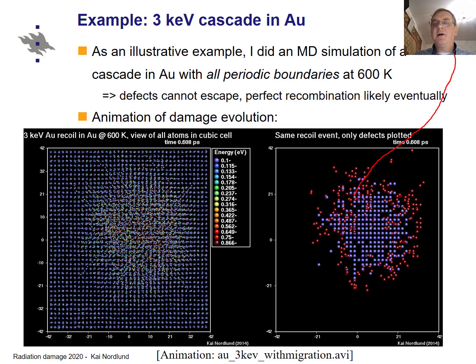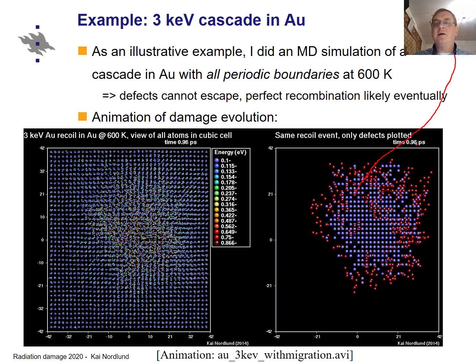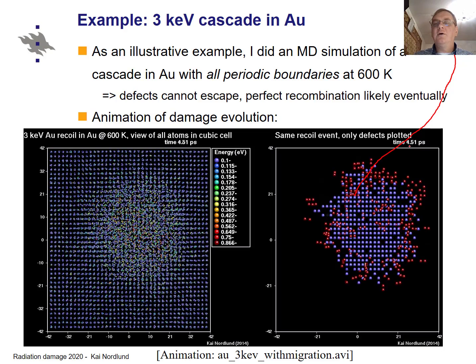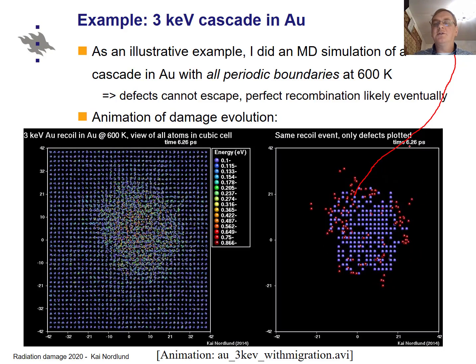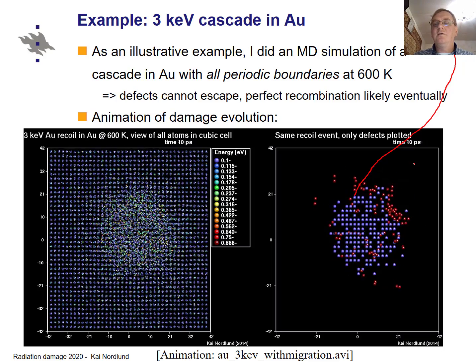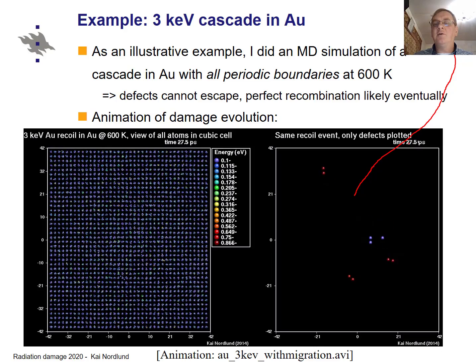So now we have the heat spike. Note that we are at less than 1 picosecond time scale. An actual heat spike here is 2 picoseconds, 5 picoseconds. Now the cooling down, 7 picoseconds, 10 picoseconds, and at about 25 picoseconds, the cascade has vanished. Now we have these 3 interstitials, 3 vacancies. You see the 3 interstitials are migrating. They do sometimes go through the periodic boundaries, but this particular one doesn't necessarily go through them, but then finds the vacancy and you're left with perfect crystal.